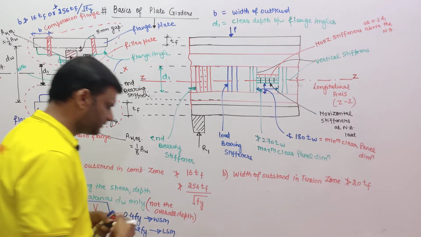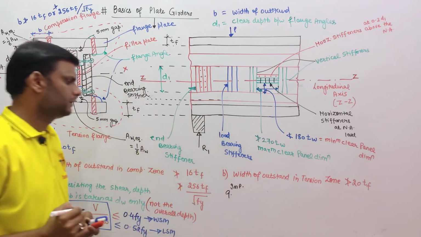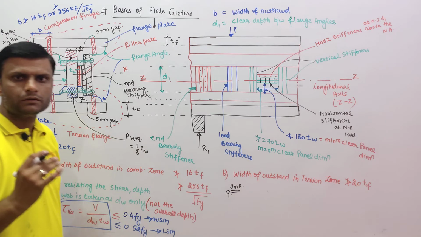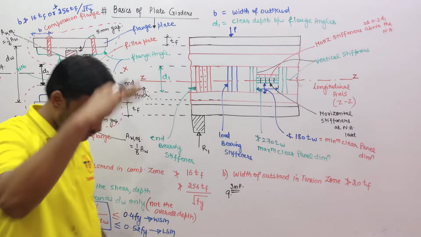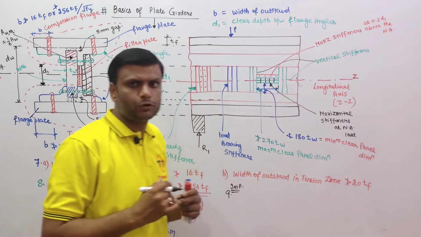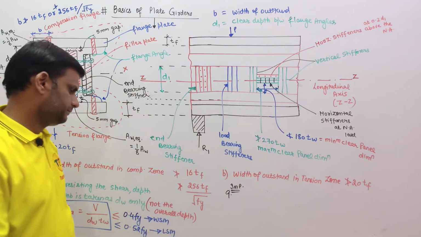Now point number 9. Very important point from exam point of view. Point number 9 is the economical depth of the plate girder. Economical depth means which corresponds to minimum weight. If weight is minimum, obviously cost will be minimum.